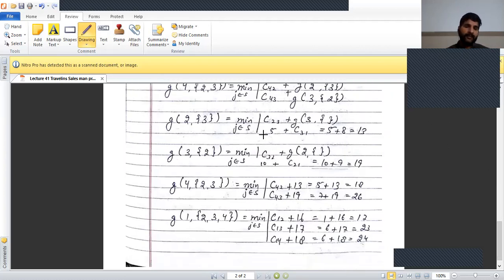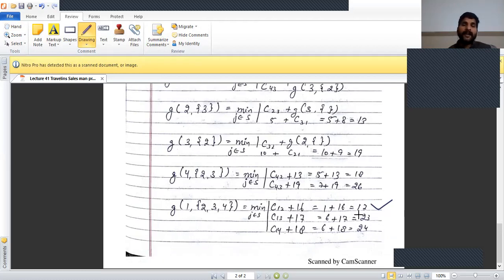And after calculating this value, we put here C(1,2) plus 16, where C(1,2) equal to 1, so 1 plus 16 equal to 17. Similarly, C(1,3) plus 17 equal to 6 plus 17 equal to 23. And C(1,4) plus 18 equal to 6 plus 18 equal to 20. According to this algorithm, the minimum cost of the three possible paths is 17. So the solution of this traveling salesman problem using the dynamic approach equals 17. Now, next we draw the path.